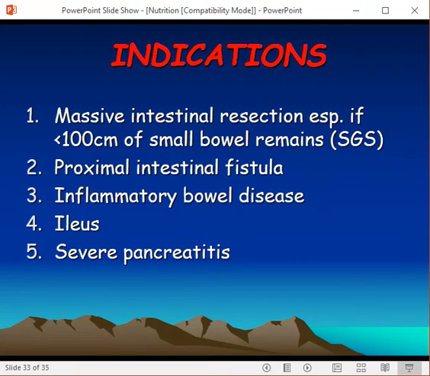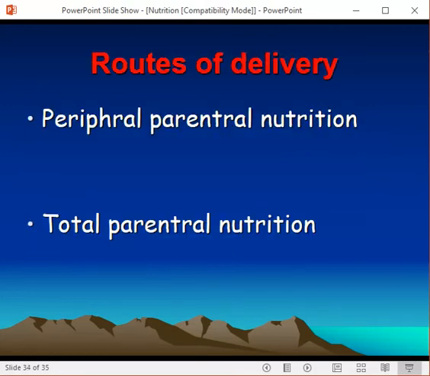Proximal intestinal fistula, inflammatory bowel disease, ileus, severe pancreatitis. These are the other indications for this TPN. Routes of delivery: peripheral parenteral nutrition, which is given through peripheral lines, and then total parenteral nutrition that is given through central lines.